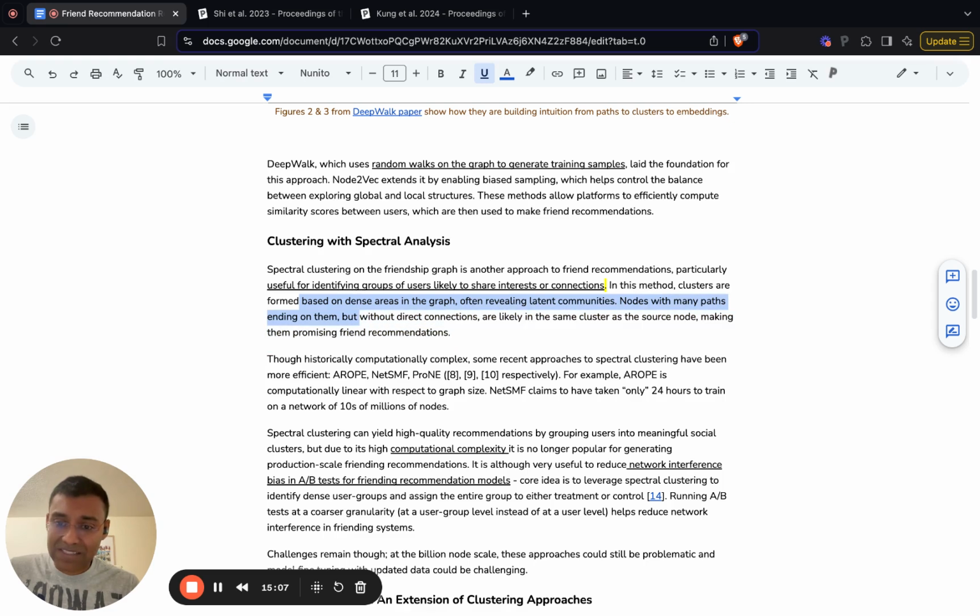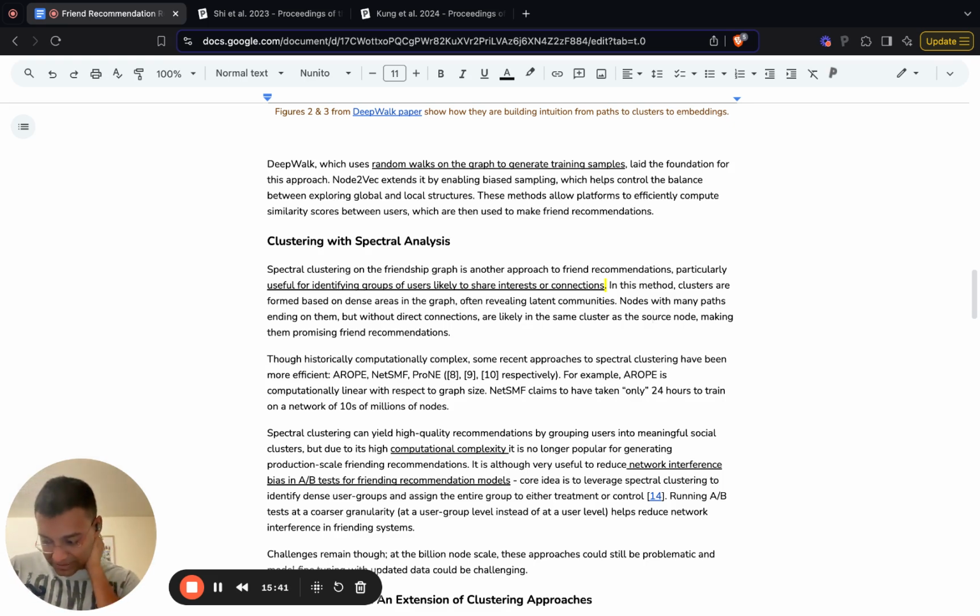Nodes with many paths ending on them, but without direct connections, are likely in the same cluster as the source node. So we are defining a cluster as a lot of edges between nodes. And then we are saying inside a cluster, if there are nodes that do not have an edge between them, which means they are not currently friends, then they could be good recommendations. Okay, so you identify these social circles, and then if people are not connected, that could be good recommendations.